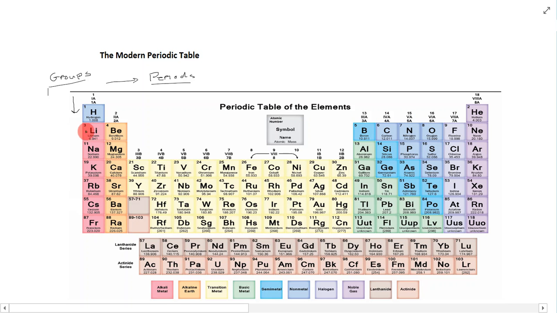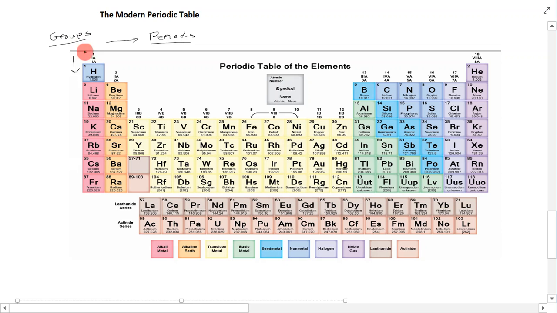So if we have a look here, lithium's atomic number is 3, this one is 4, boron is 5, carbon is 6, nitrogen is 7, oxygen is 8, fluorine is 9, and neon is 10. So what's happening is as you move across here, the number of protons in the nucleus of these atoms starts to increase by 1 as you move across. So we have groups and periods.